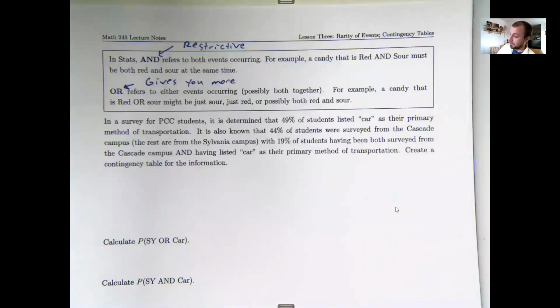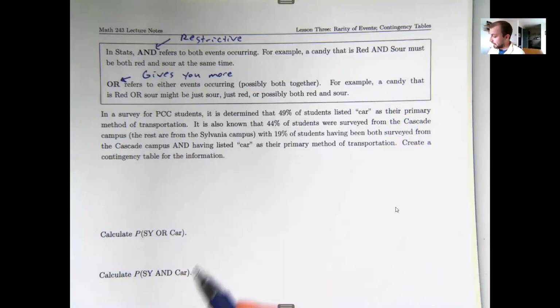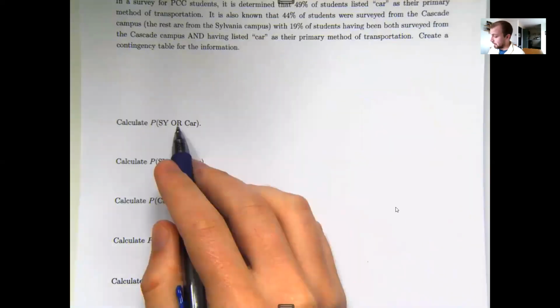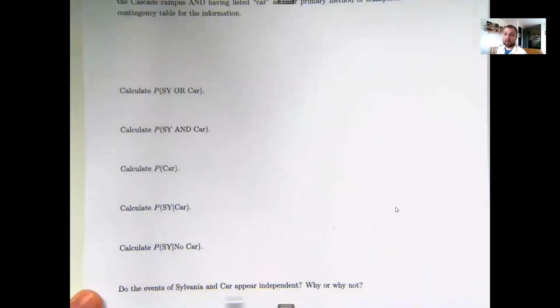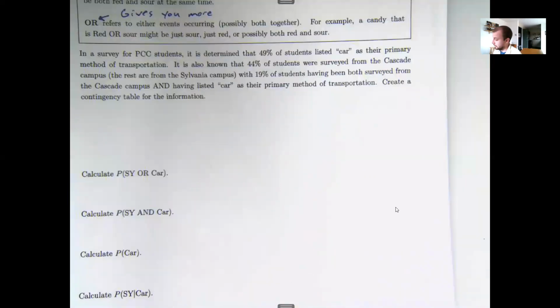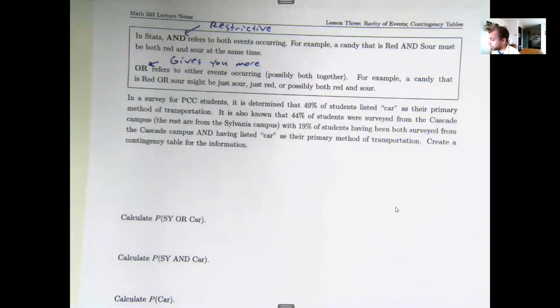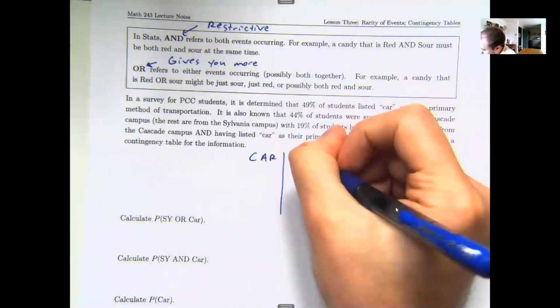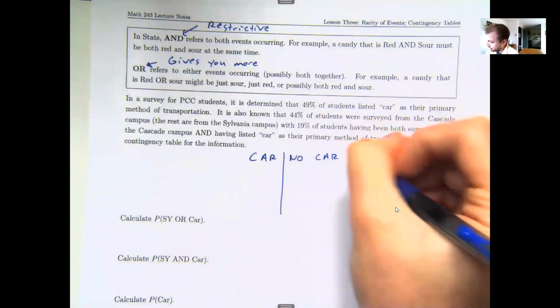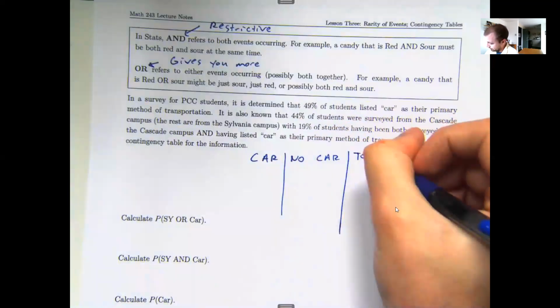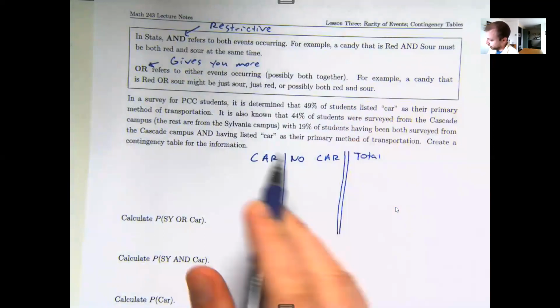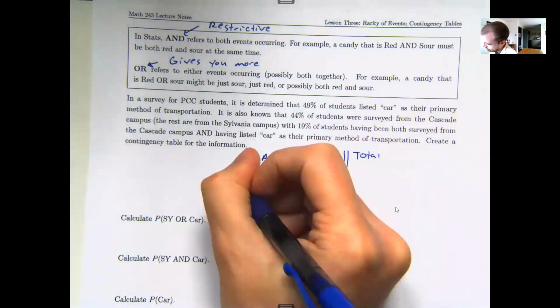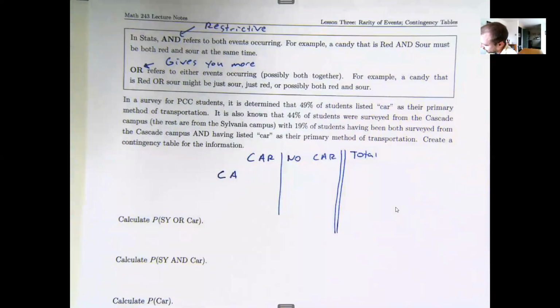So I'm going to create another table, and then I'm going to practice the difference between or, and givens, and look at another thing with independence. It brings it all together. Survey of PCC students, 49% had a car. So it looks like I have car and no car. And then on the outside, I'll have total. Some students were from Cascade, and some were from Sylvania.